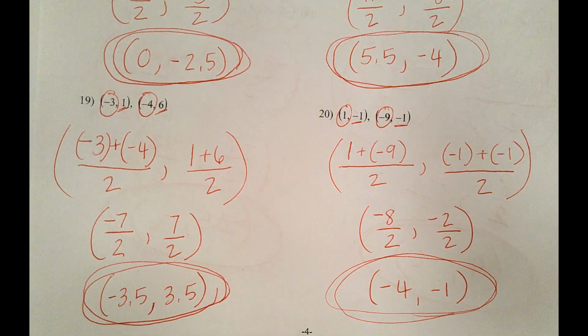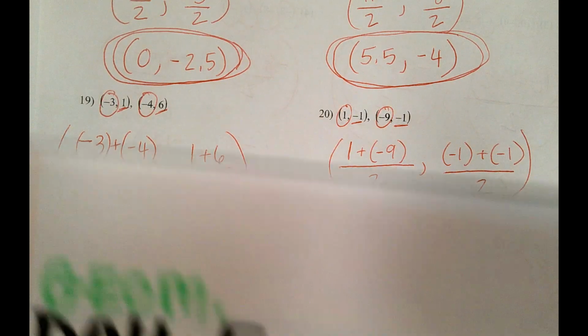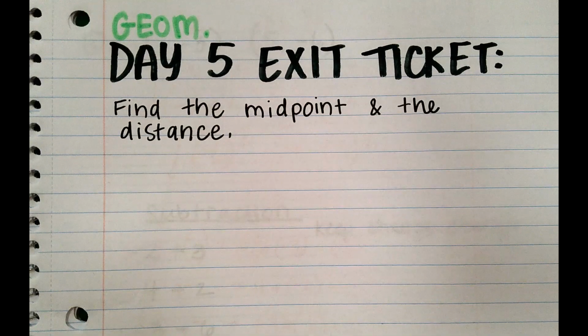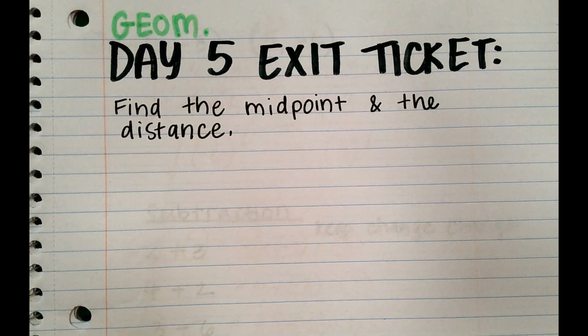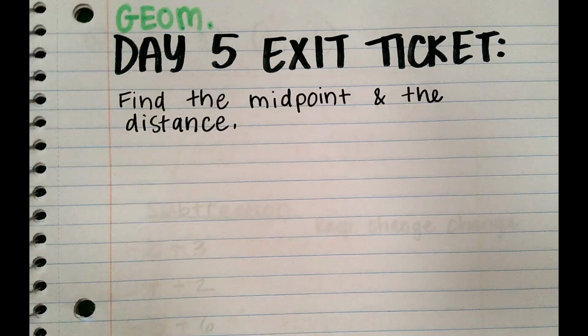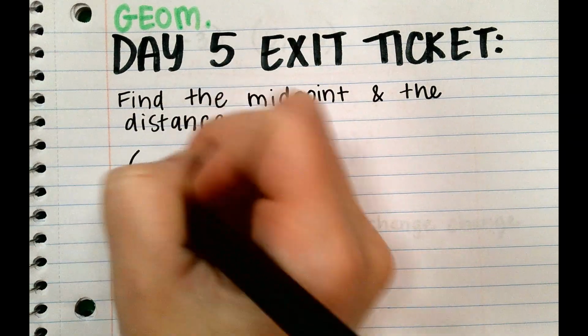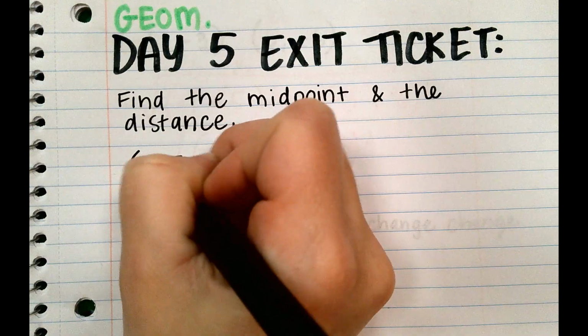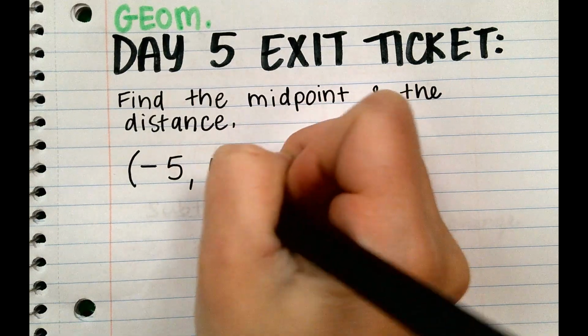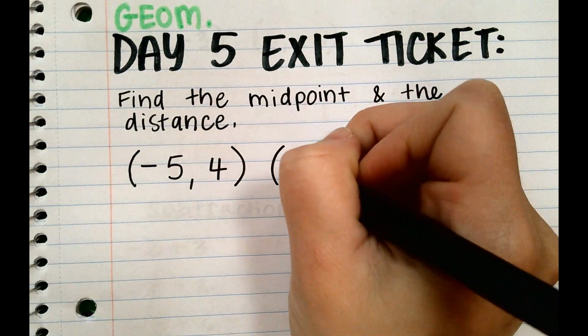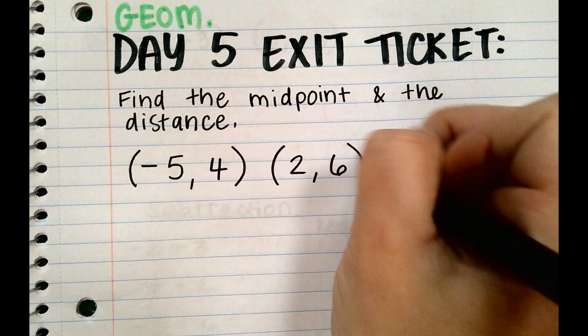And for your exit ticket, I'm going to be giving you one set of coordinates, so 2 coordinates total, and you will find the midpoint and the distance. So you're going to use both formulas. And here are your points. And then I'll run copies of this. -5, 4, and 2, 6.